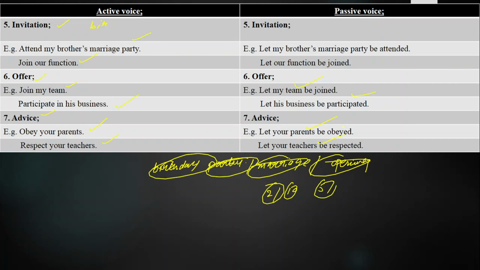Hope you got today's lecture. Wish you best of luck. Next topic we will be discussing, that is prohibition, and prohibition can come with all of them, that we will discuss in part 2 of the same lecture.